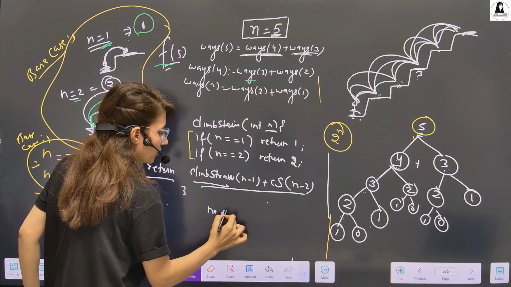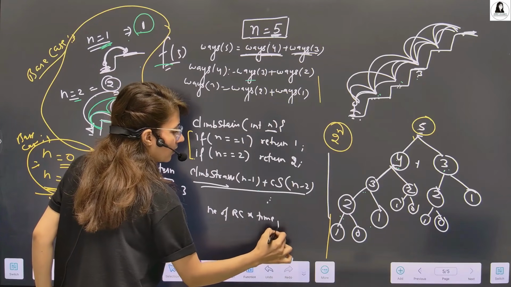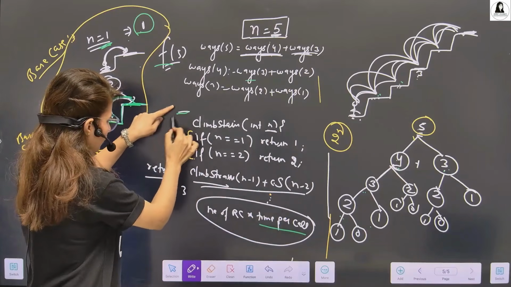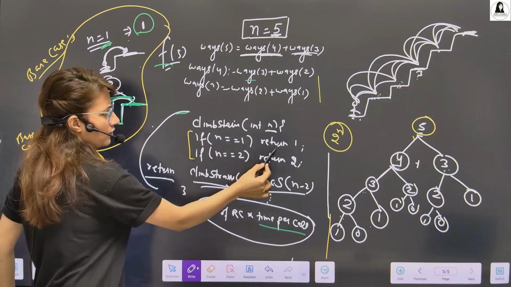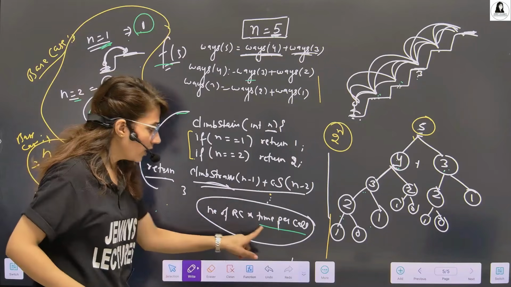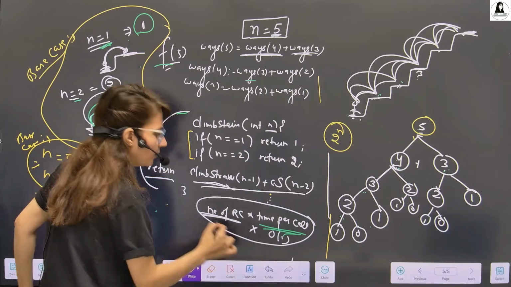Number of recursive calls into time per call. So time per call, just check this. We are having a simple if, so constant time for this. This is nothing but recursion. So time per call is constant, so it's order of 1 into the total number of recursive calls.